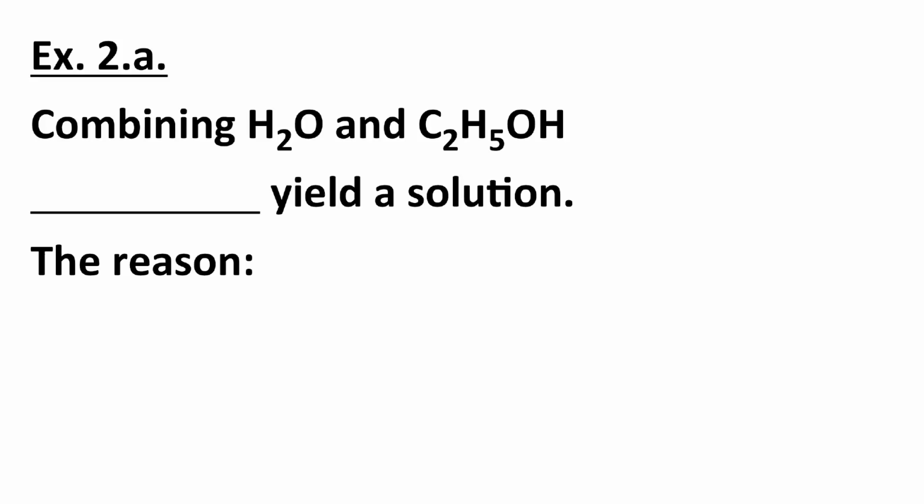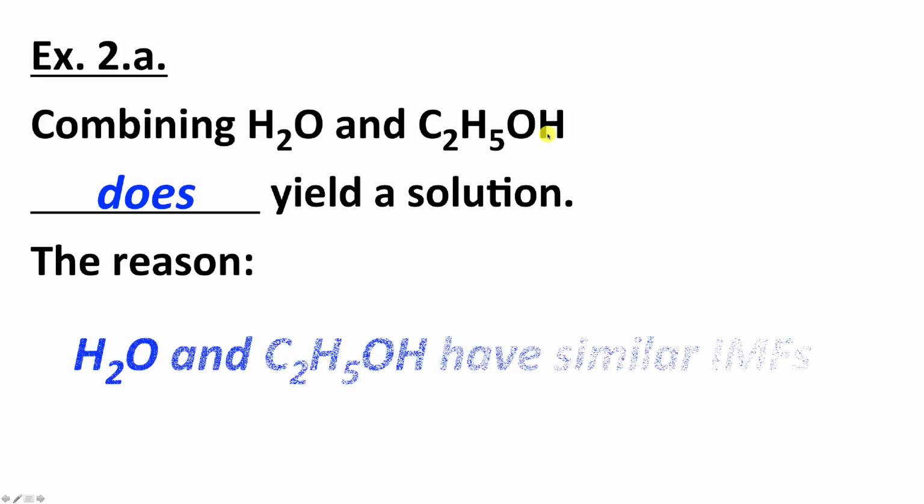So let's end with an example of some possible solutions, and let's look at whether they form or not and the reasons why. So the first one is water, H2O, with ethanol, C2H5OH. Does this form a solution or not? And it does form a solution because water is a very polar molecule capable of hydrogen bonding. Ethanol has an OH group, which is a very polar, hydrogen-bonding-capable group. So these have similar intermolecular forces, and so they do dissolve very well in each other because of that.